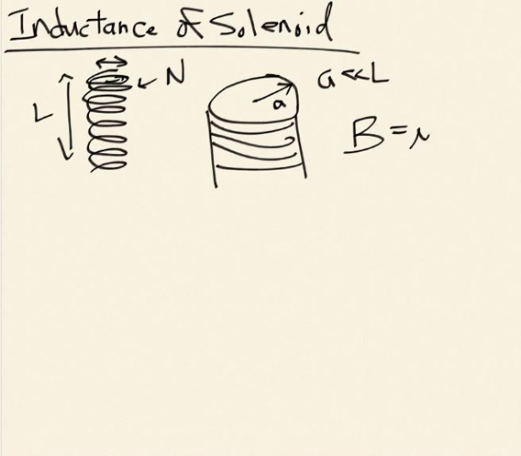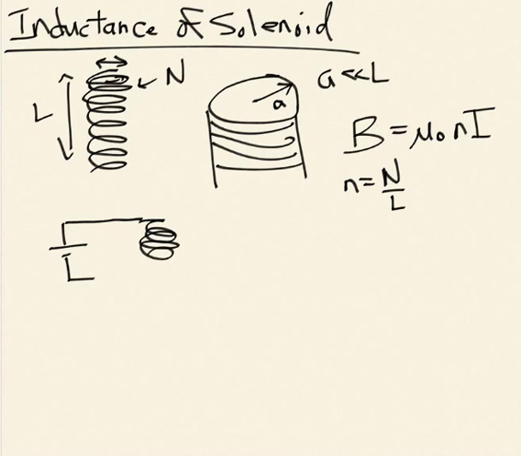So B is going to be mu naught n times I for a very long solenoid, where n is the number of turns per unit length, so n is N over l. Now imagine driving a current through this coil that might change with time. I'll have a battery here, and my coil, and drive a current through it. As I try to change the current, there will be a back EMF, because the current being driven here will generate magnetic field that goes through the coil.